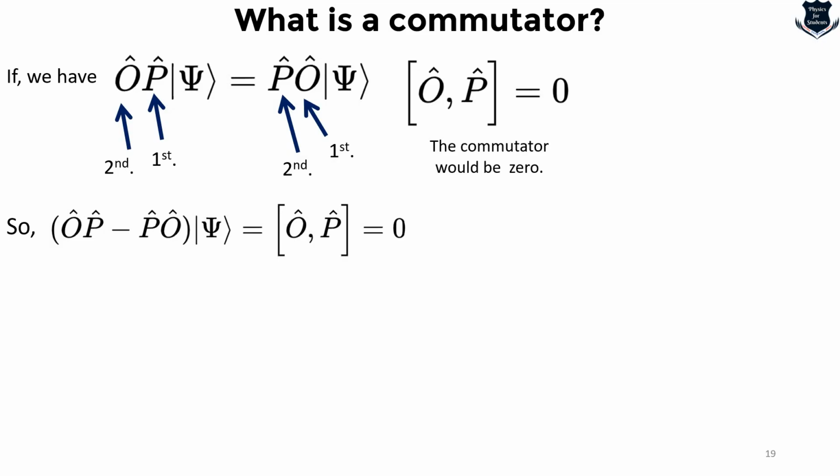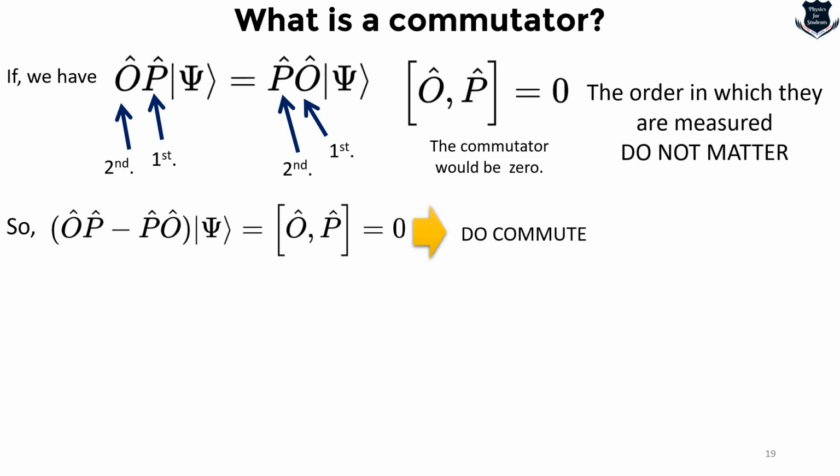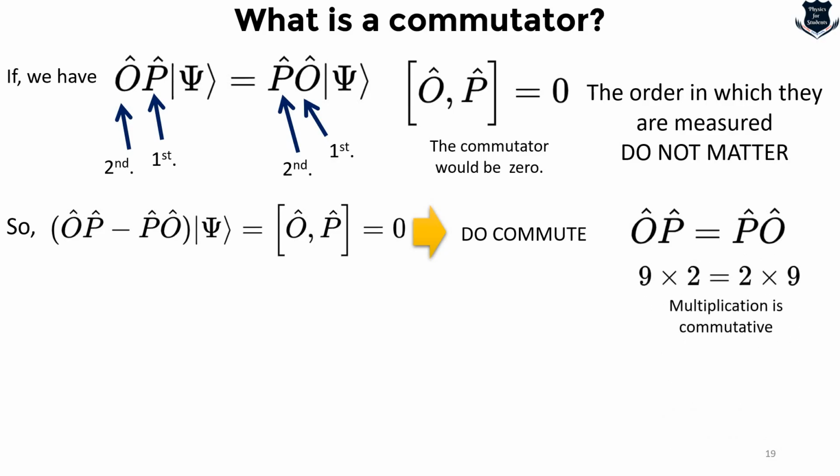So from here, what we can get is that for operators that commute, the order in which they are measured does not matter. Why doesn't it matter? Because the commutator is equal to 0. Now this one, OP equals PO, is similar to 9 times 2 equals 2 times 9.